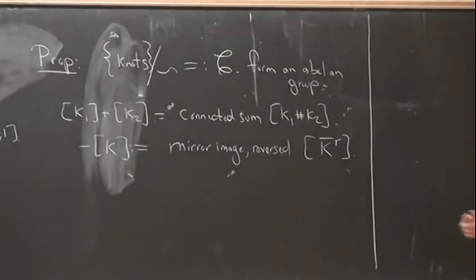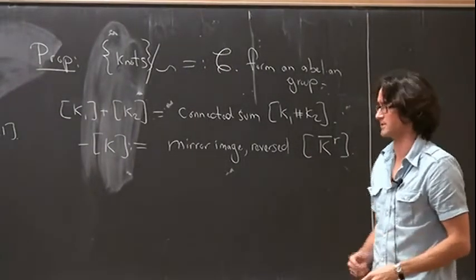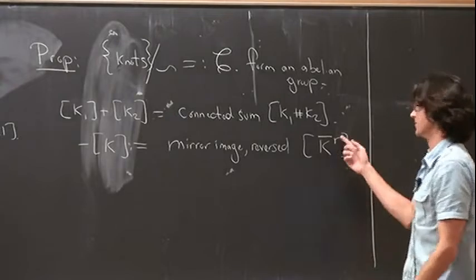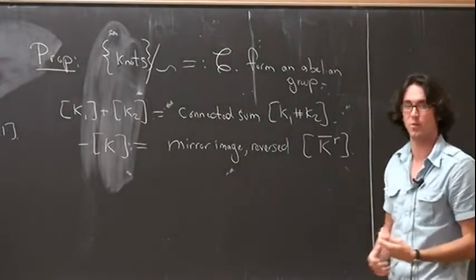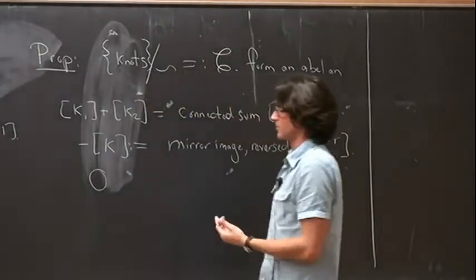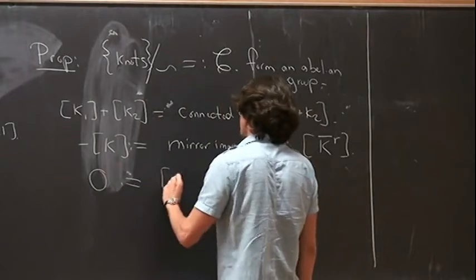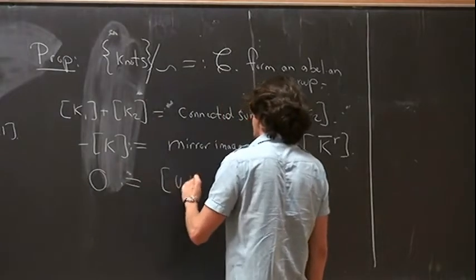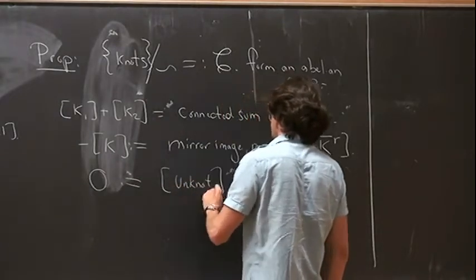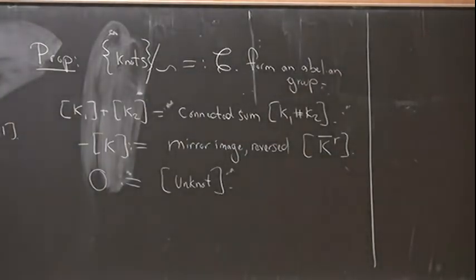So the mirror image is, of course, I change all the overcrossings to under, and vice versa in a given projection, and then reversing, I change the orientation of the one manifold, the knot. And so I also want to say, what's zero? What's the identity element? And this is the equivalence class of the unknot. Okay, and the equivalence class of the unknot is somehow so special that we could call it by a different name.